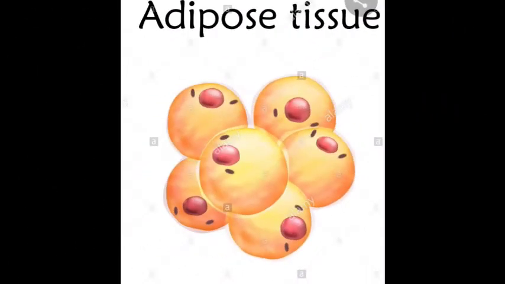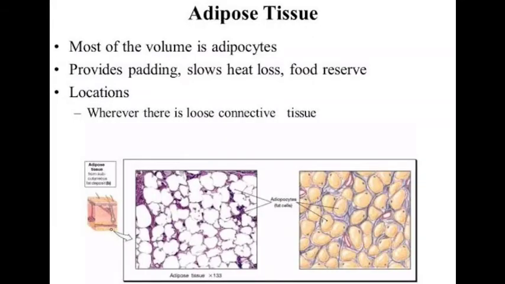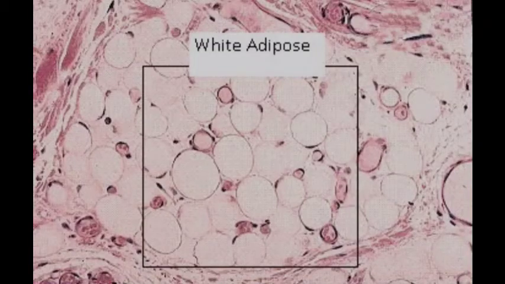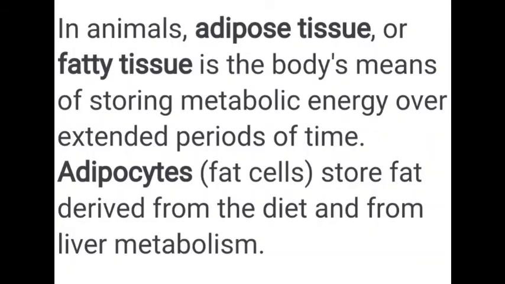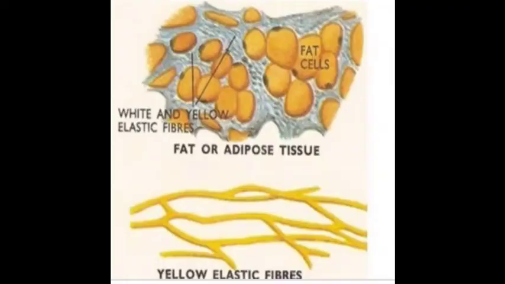Next, adipose tissue or fat storing tissue. It is found below the skin and between internal organs. The cells of this tissue are filled with fat globules. Its function is the storage of fats and also it acts as an insulator.